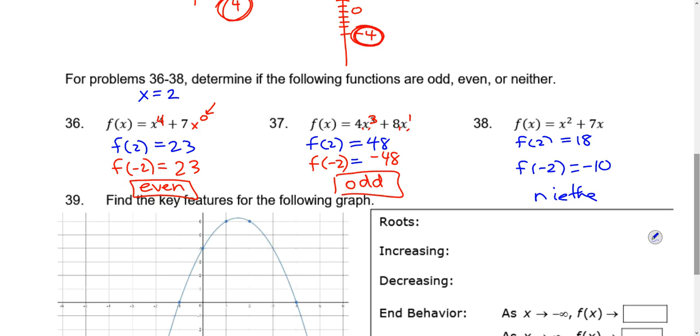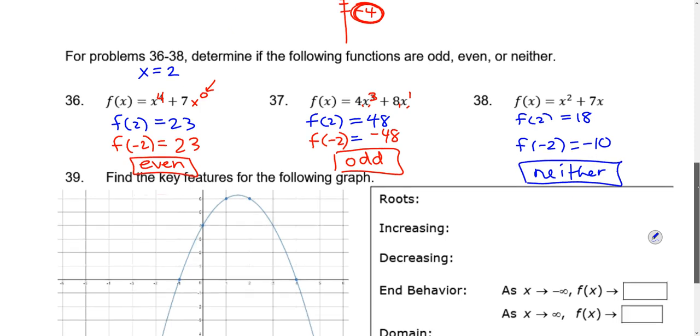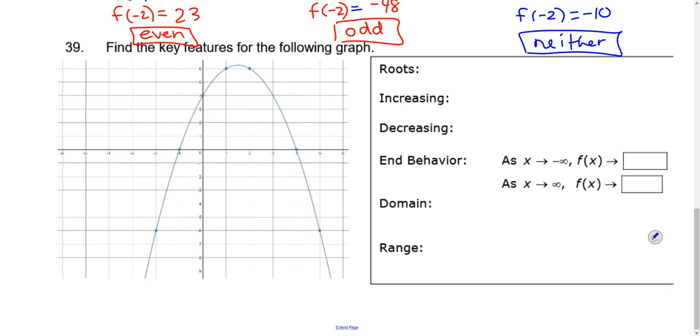That's totally wrong. Hold on a second. I don't know what I'm doing. N-E-I-T-H-E-R. There we go. Okay, last one is key features.